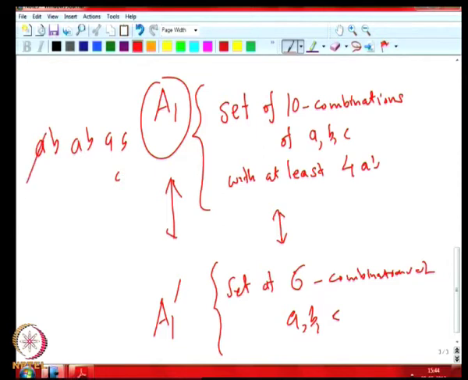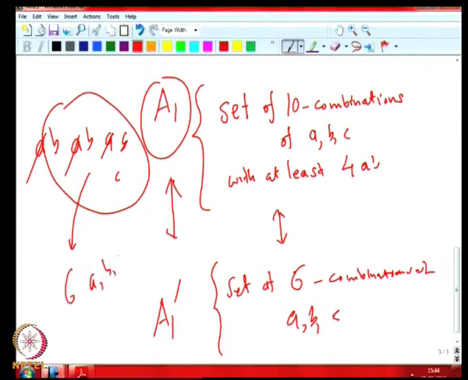So, what we do is we just remove those 4 A's from that and take the remaining, and that will be a 6 combination using A, B, C. Now there can be B's, A's and C's, sometimes A's may be 0 whatsoever. So, we will get a 6 combination. Therefore, for every 10 combination we can create one unique 6 combination like this by throwing away 4 A's, because there are already 4 A's in the 10 combinations in A1.